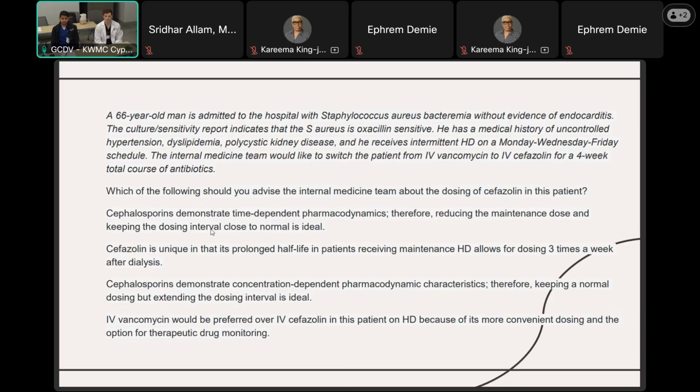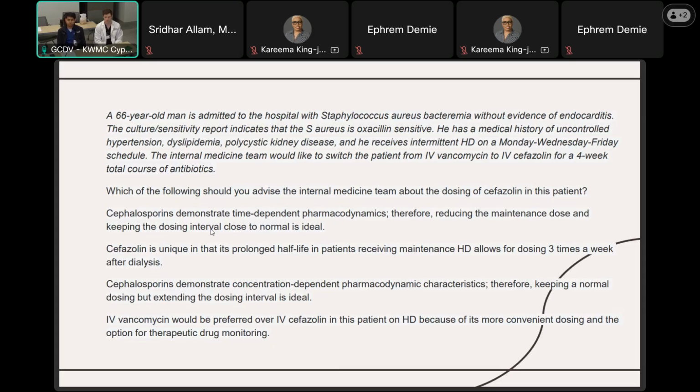Is it that cephalosporins demonstrate time-dependent pharmacokinetics, therefore reducing the maintenance dose and keeping the dosing interval close to normal is ideal? Or is it that cefazolin is unique in its prolonged half-life in patients receiving maintenance hemodialysis, which allows for 3 times a week after-dialysis dosing? Is it that cephalosporins demonstrate concentration-dependent pharmacokinetic characteristics, therefore keeping the normal dose but increasing the dosing interval? Or IV vancomycin will be preferred over cefazolin in this patient because of more convenient dosing and the option for therapeutic drug monitoring.